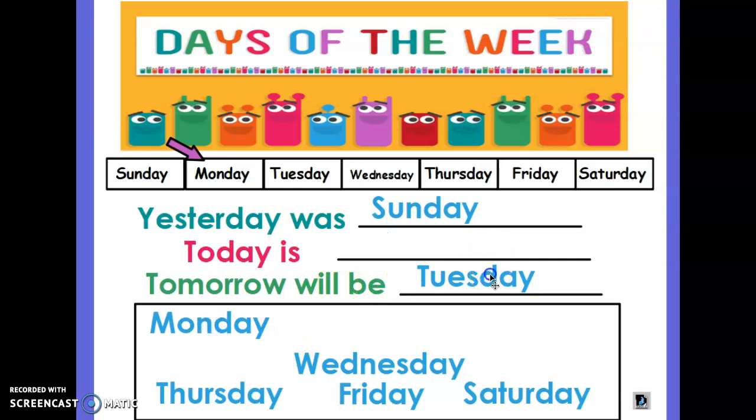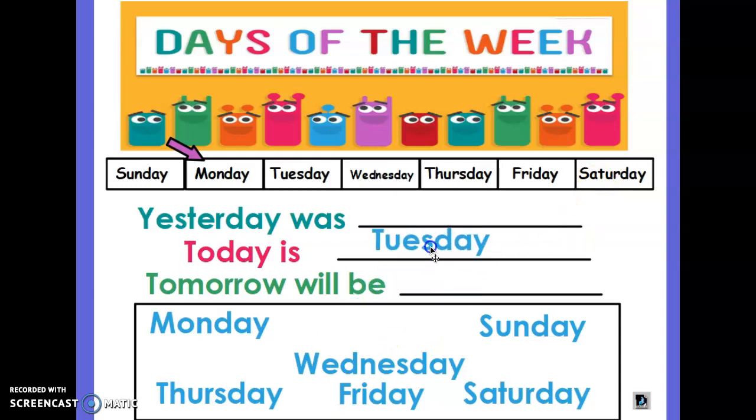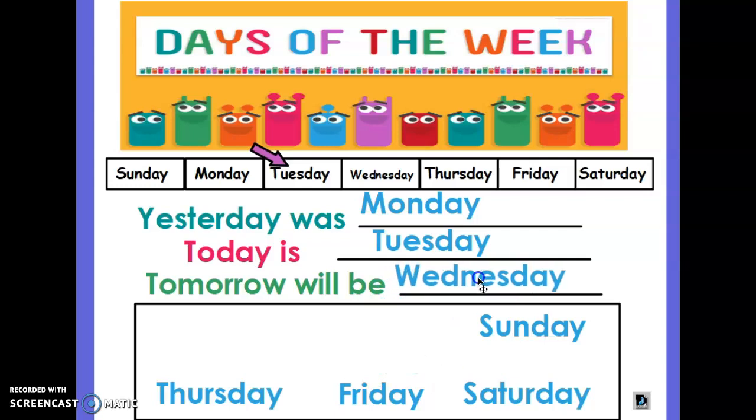All right, our days of the week. So let's just say all the days of the week. We have Sunday, Monday, Tuesday, Wednesday, Thursday, Friday, Saturday. So today is Tuesday. So if today is Tuesday, then that means yesterday was Monday, and tomorrow will be Wednesday.